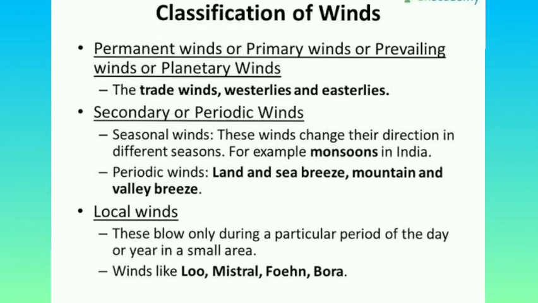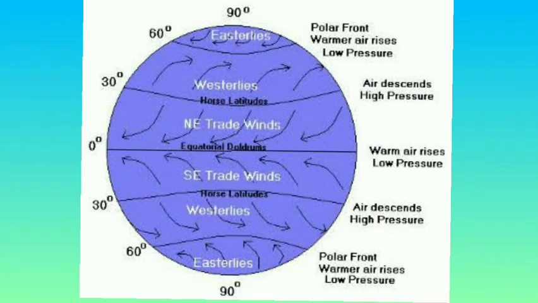So there is a broader classification of this wind system, because several other things depend on it. These are the major pressure belts and the wind system, and it's very interesting how the pressure belts are located alternately in high and low pressure zones, so that the wind can blow and maintain a perfect balance. The example of permanent wind system is trade wind, westerlies and the easterlies.